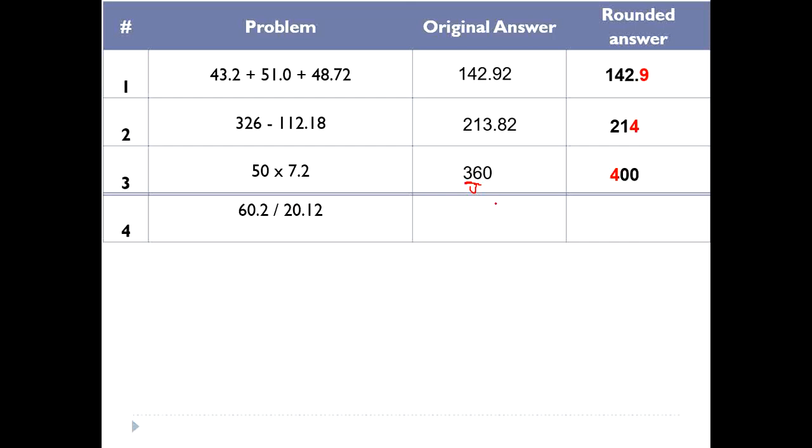Does that answer make it 1 significant digit? Yes, it does. If you put down 4 from the original answer of 360, would that have made sense? No. How is 4 anywhere near 360? It's not, right? So it'd be 400. And last one, we need 3 significant digits here, so we have an answer of 2.99.